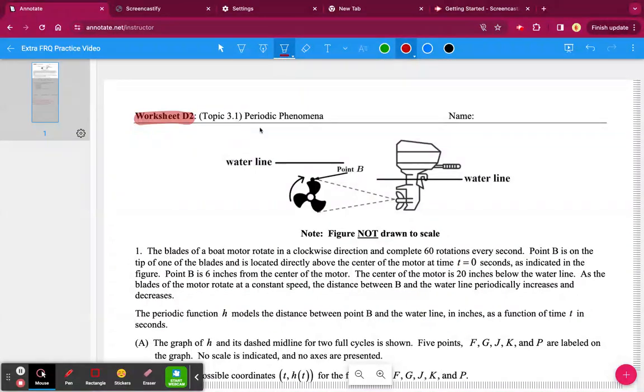So let's do that. The blades of a boat motor rotate in a clockwise direction and complete 60 rotations every second. 60 rotations every second. So this is always telling me how long it takes to go around. That's talking about the period. But notice here, this is not the period exactly. It says I go 60 rotations every second.